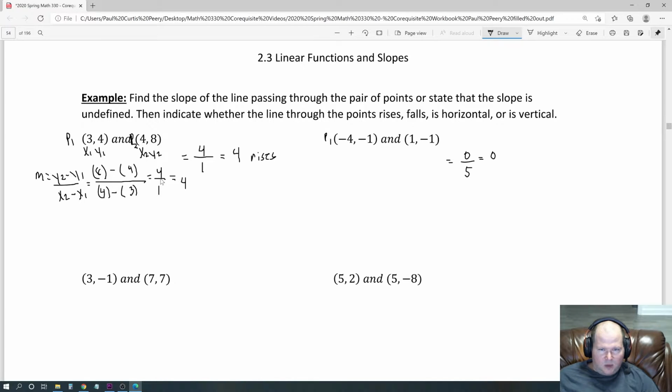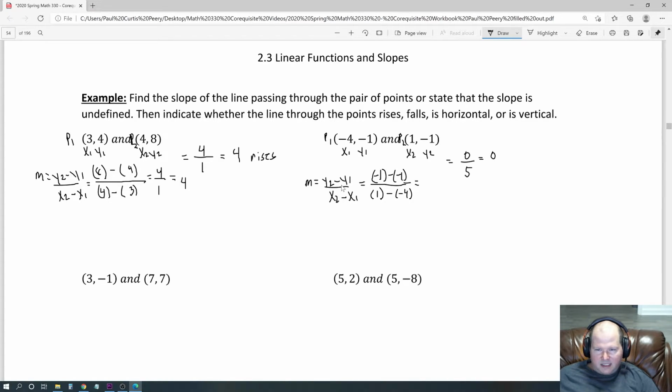Okay, so we could say this is point 1. That would make this x1, and this would make that y1. This is point 2. That would make this x2, and this is y2. So right here we would say the general formula for the slope given 2 points is m is equal to y2 minus y1 over x2 minus x1. What is y2? It's a -1. What is y1? It's a -1. What is x2? It's a 1. What is x1? It is a -4.